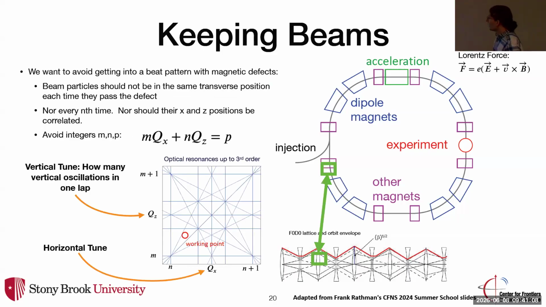Great. If it's perfect, we're done. But let's imagine we have a small defect. The field here isn't quite right. Then what we want is to avoid any sort of beat pattern with that defect.